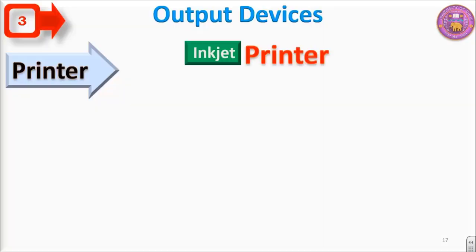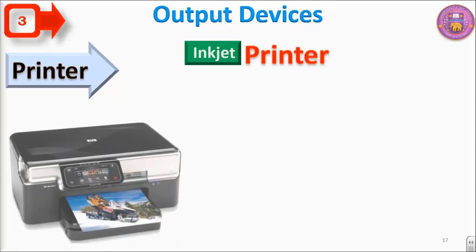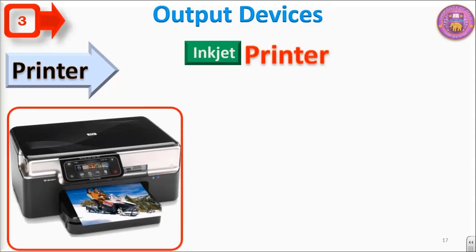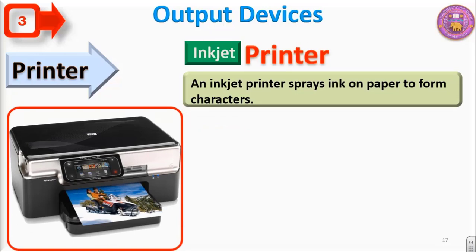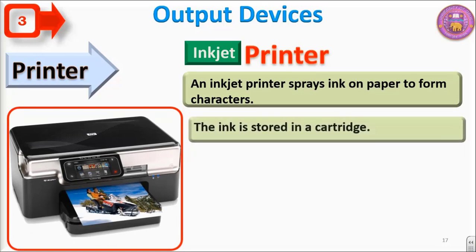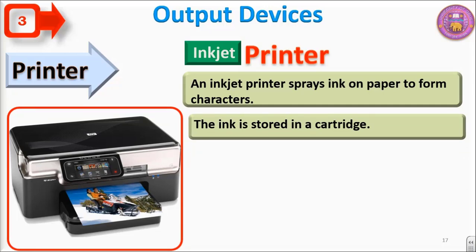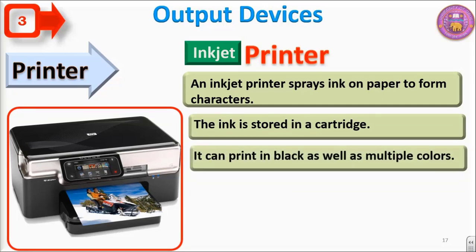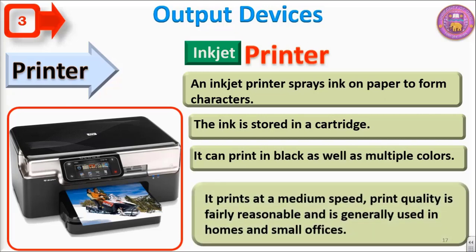The next one is inkjet printer. An inkjet printer sprays ink on paper to form characters. The ink is stored in a cartridge. It can print in black as well as multiple colors. It prints at a medium speed. Print quality is fairly reasonable and is generally used in homes and small offices.